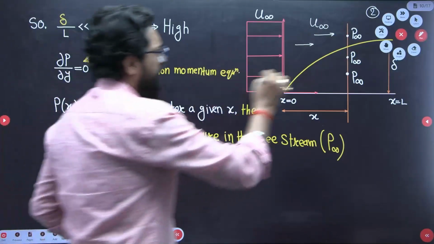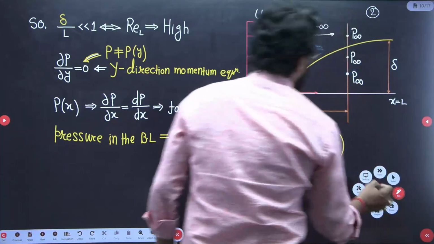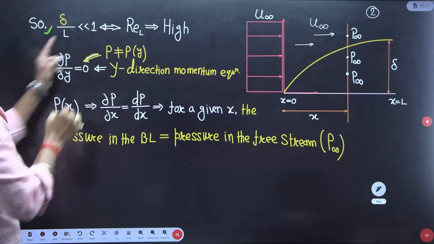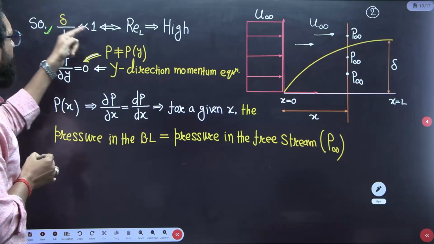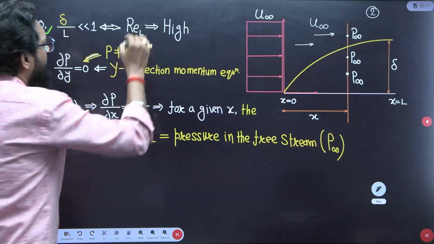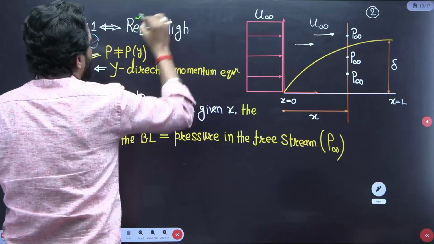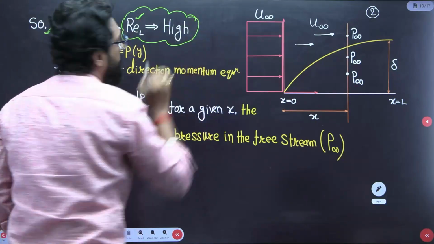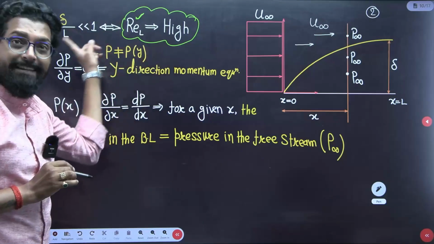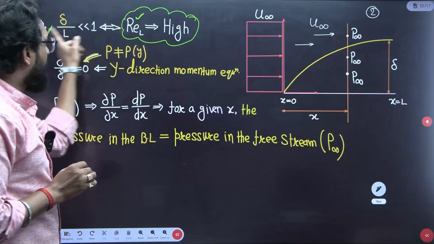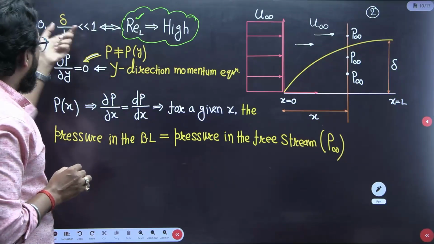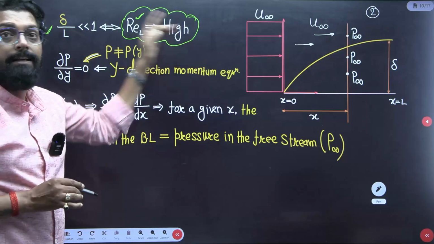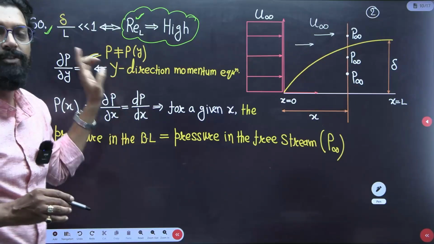Now, the previous conclusion is that delta by L is very much less than 1. They conclude that the Reynolds number, this is an average Reynolds number over the entire plate, is very high. We will correlate these two; they are similar things. So if delta by L is very much less than 1, the Reynolds number over the entire plate is very, very high. These are very important assumptions in the boundary layer.